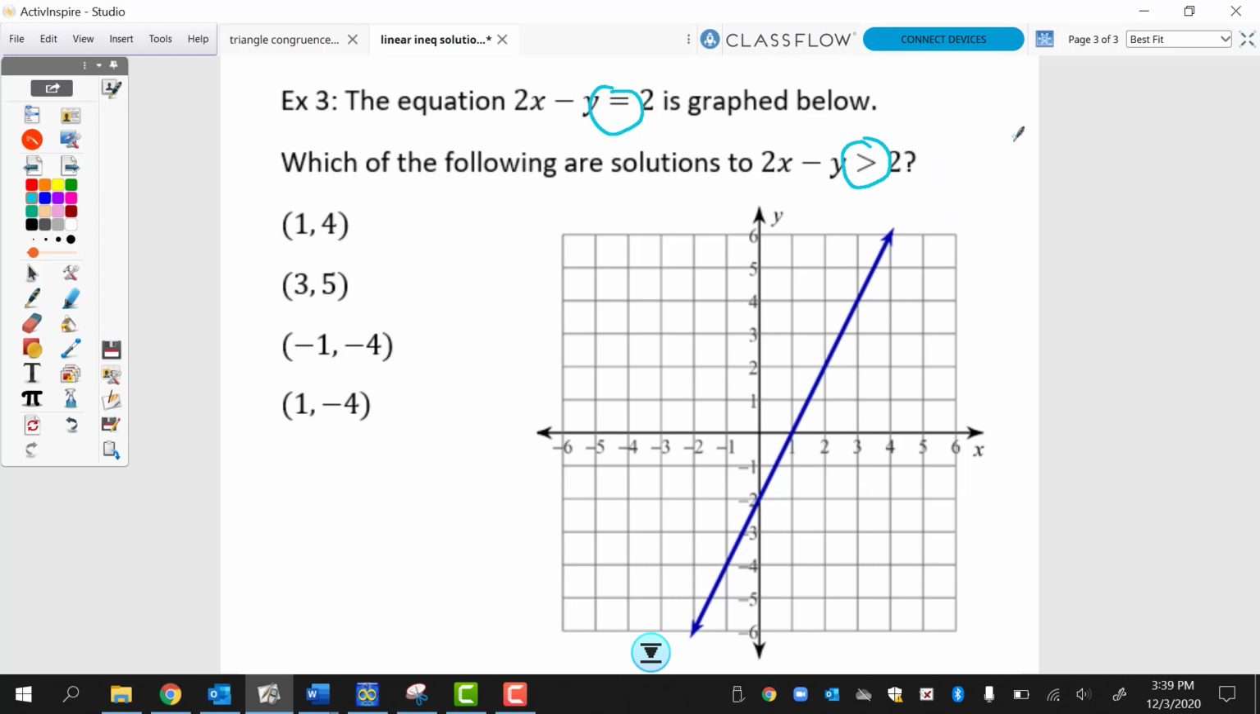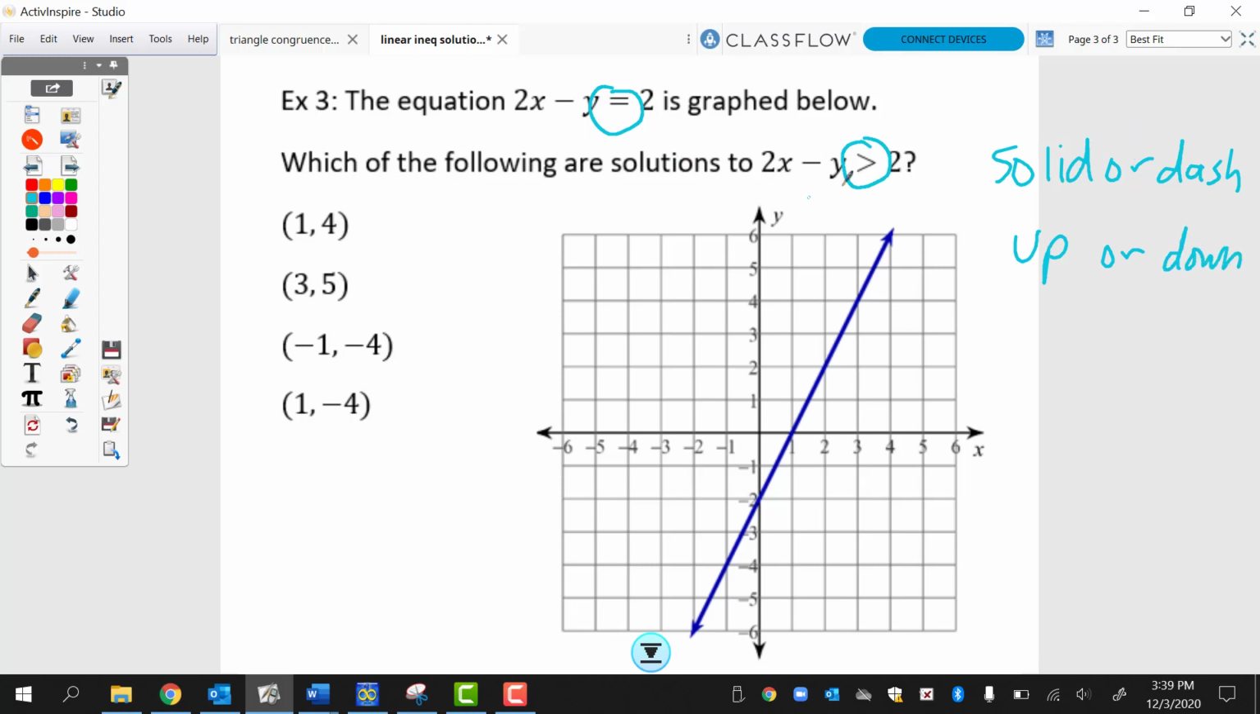What I need to figure out is, is it a solid or dashed line? They're always going to put solid because they put an equal sign, but we know that this does not always mean solid. So I've got to figure out solid or dashed. And then am I going to shade up or down?